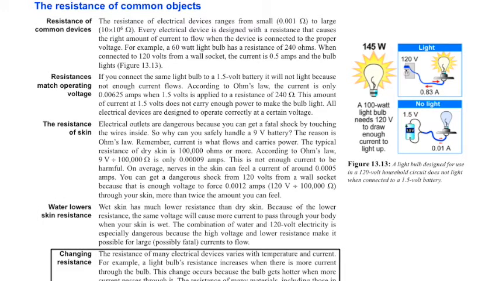Changing resistance. The resistance of many electrical devices varies with temperature and current. For example, a light bulb's resistance increases when there is more current through the bulb. This change occurs because the bulb gets hotter when more current passes through it. The resistance of many materials, including those in light bulbs, increases as temperature increases. This is one of the reasons that we call Ohm's law a model, because it only works for materials that have the same resistance no matter what the current is. So it doesn't work to model every single material, but it works pretty well at the currents that we use in class.